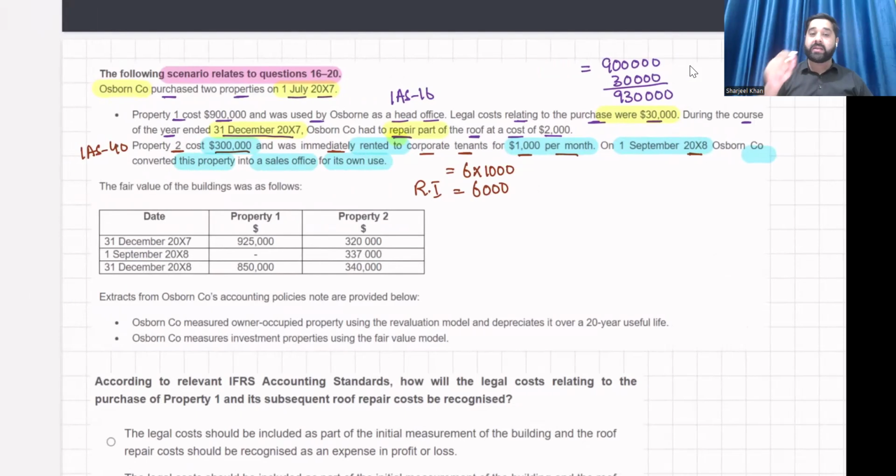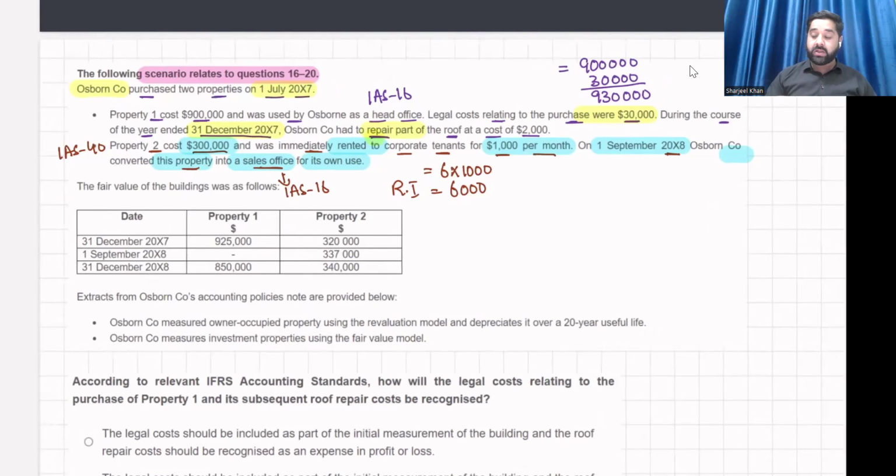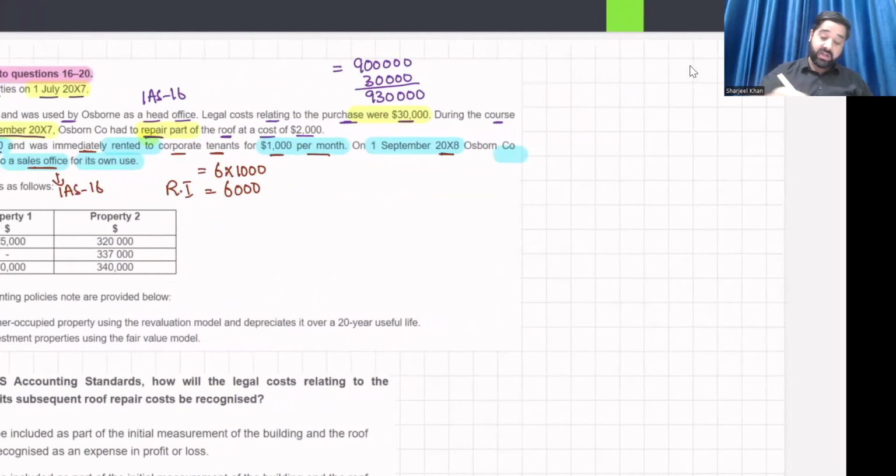Next accounting period, the year ended 31st December 20x8. The Osborn Company converted this property into a sales office. A sales office means an owner-occupied property. Now it is converted to IAS 16 property, plant, and equipment. So here the examiner is testing the knowledge of change in use.